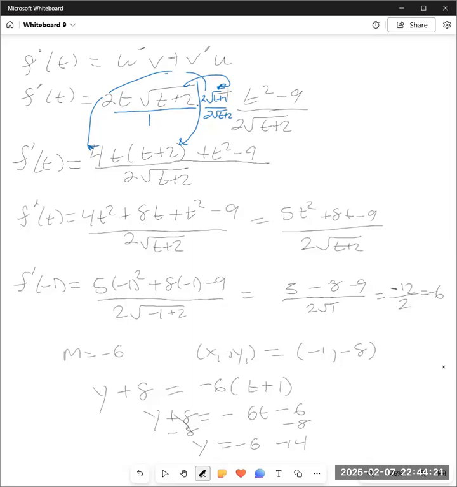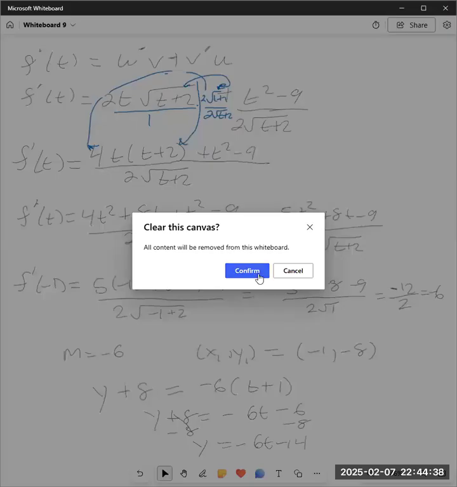T. Let's see, 6t, negative 6t minus 14. Yep. Okay. So now let's look at number 63, which was a suggested homework problem for you.